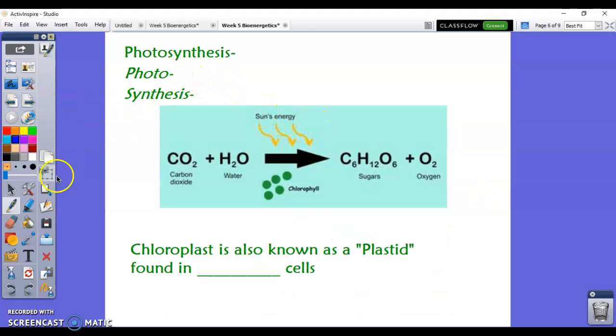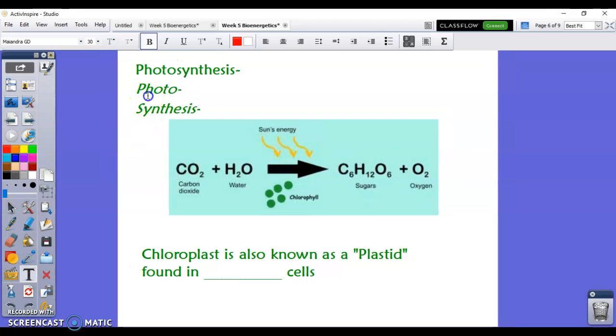So, a review of the terminology: photo means light, and synthesis means to build. So we're using sunlight's energy to build. This is the equation for photosynthesis: carbon dioxide plus water, using sunlight energy captured with chlorophyll, produces sugar, which is glucose, and oxygen. Chloroplast is also known as a plastid, and it is only found in plant cells.